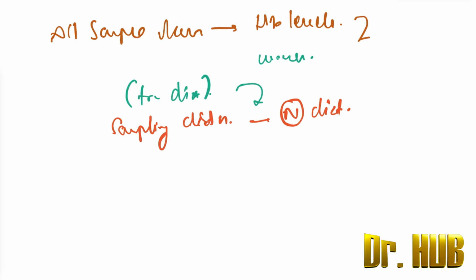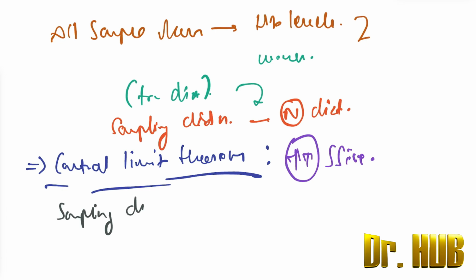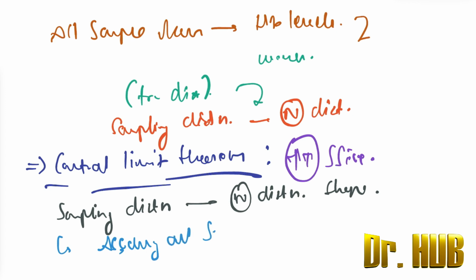So let's look at the central limit theorem. According to the theorem, as the sample size increases, the sampling distribution tends towards a normal distribution shape, assuming all samples are identical in size.